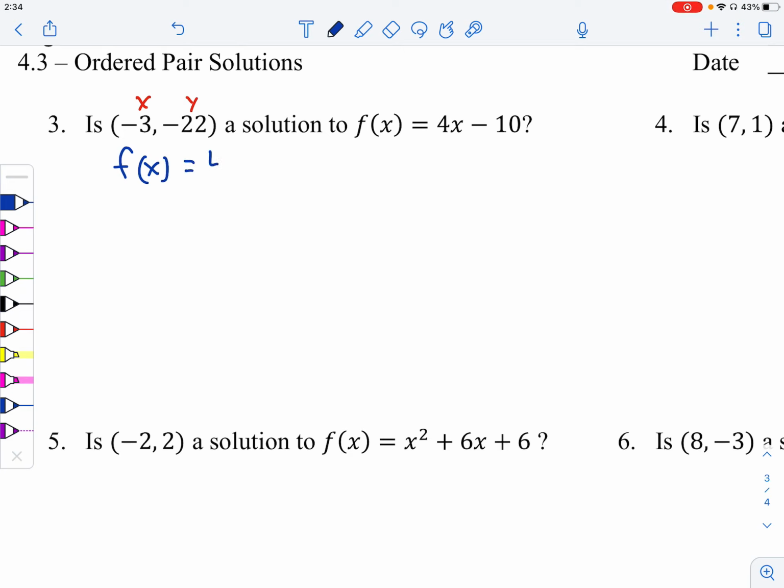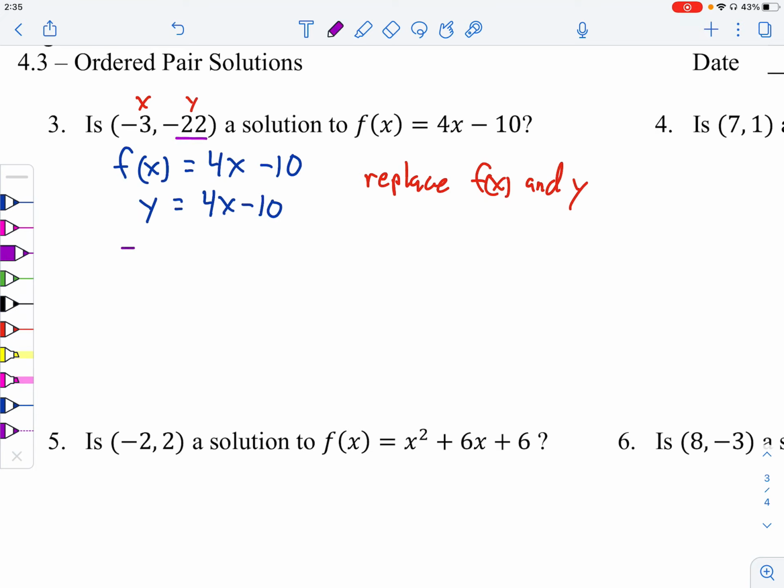So here we have our function. We're going to replace our f of x with y. So we have y equals 4x minus 10, because f of x and y are interchangeable. And then now we have our values. -22 is our y value, so we can just put that in there. We got 4, and we know our x value is -3.